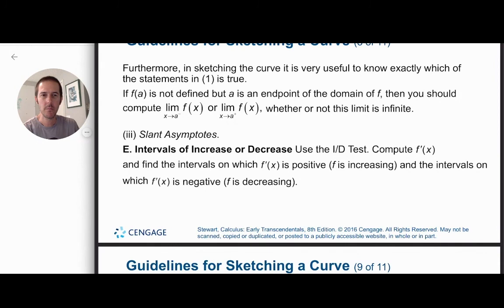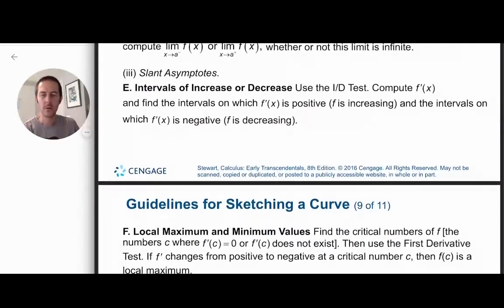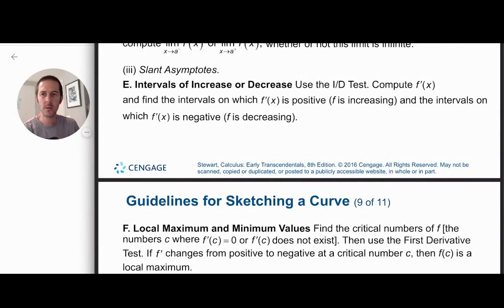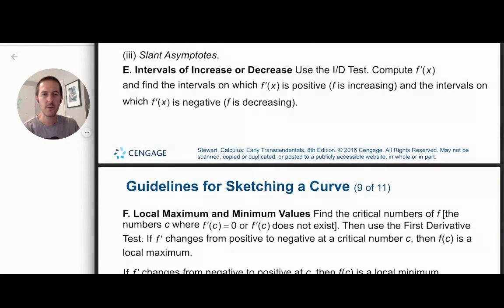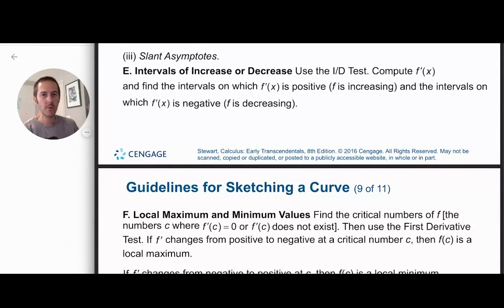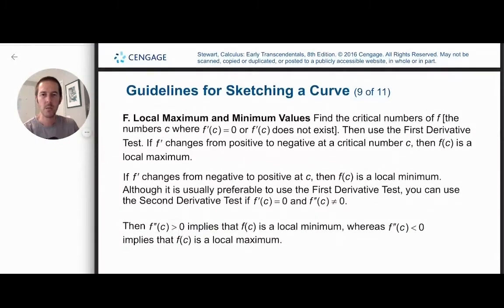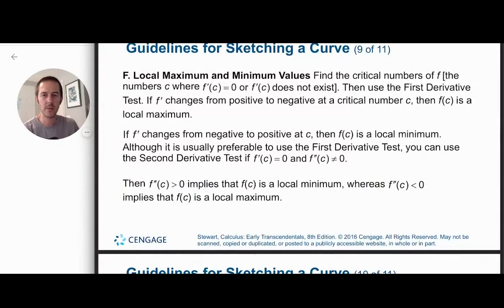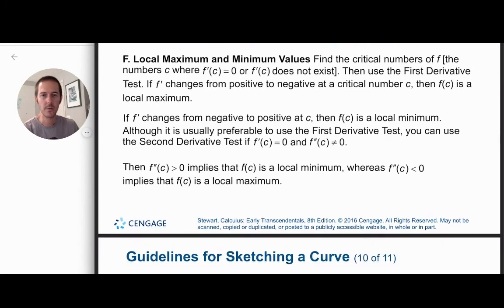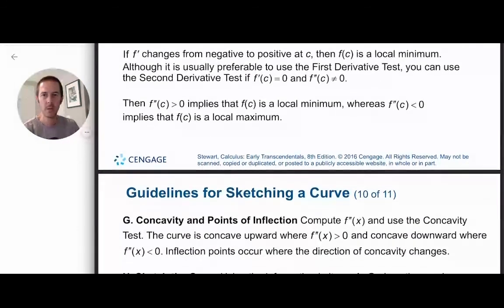If the domain is not infinite, then we should examine what's going on at the endpoints. We'll talk about slant asymptotes in a moment. Intervals of increase or decrease, we're going to be using the increasing-decreasing test, so we'll be looking at the first derivative. And we can determine maximums and minimums by seeing if our function is increasing to the left of a point and decreasing to the right of the same point, or vice versa. That'll help us determine if it is a maximum or minimum.